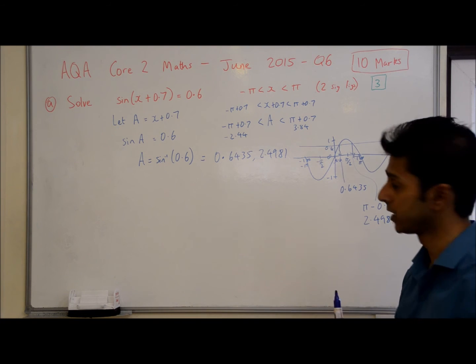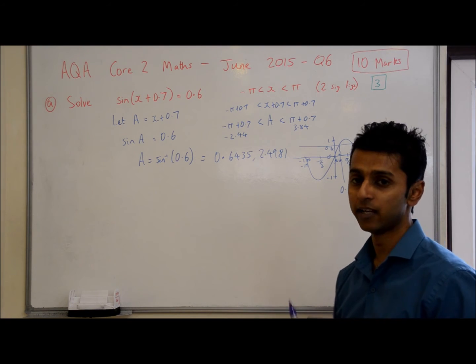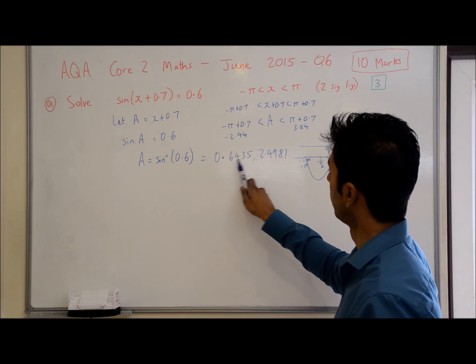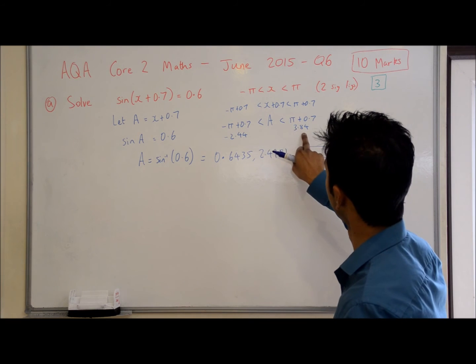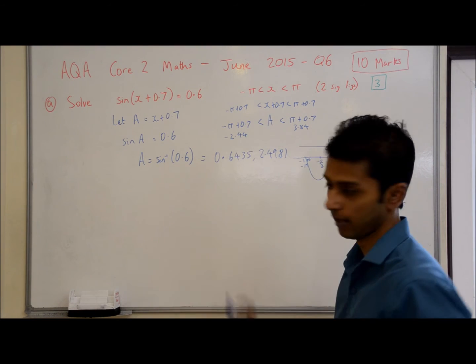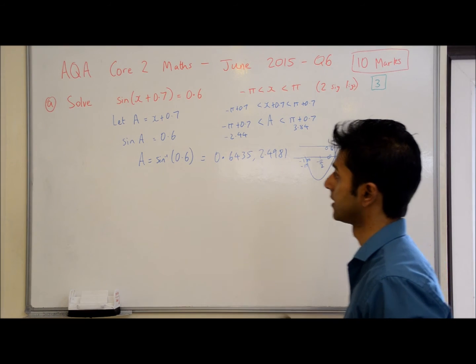To find other answers, what you need to do is add the period of the graph. The period of the graph is 2 pi. If I add 2 pi to these, they're going to be bigger than that. If I subtract 2 pi from these, they're going to be smaller than that. So these are my only 2 valid answers.